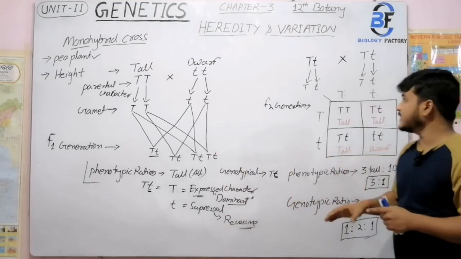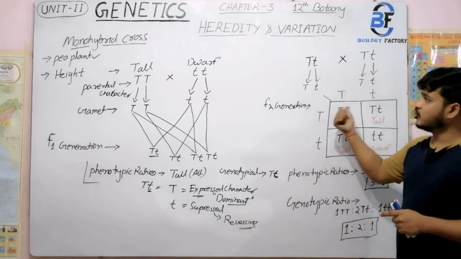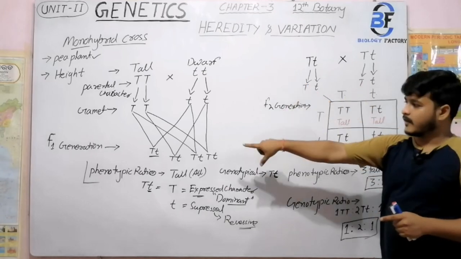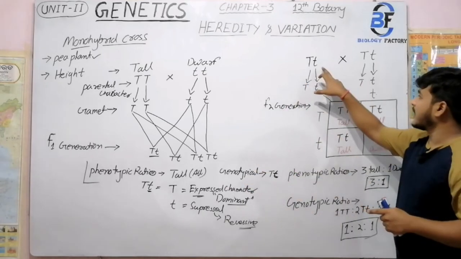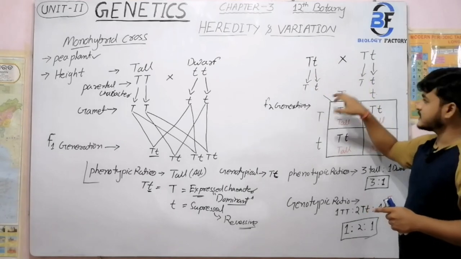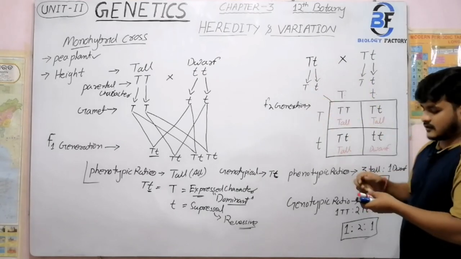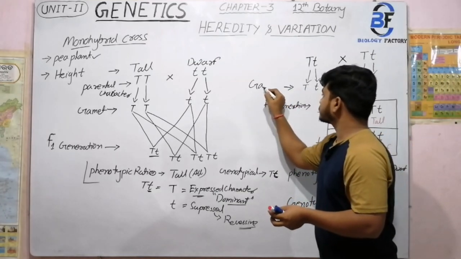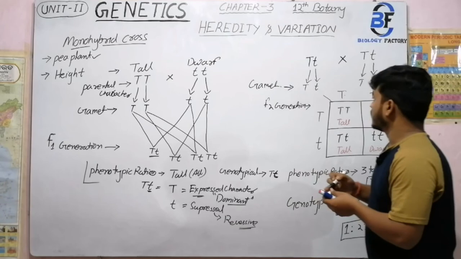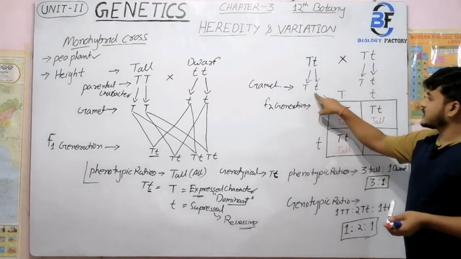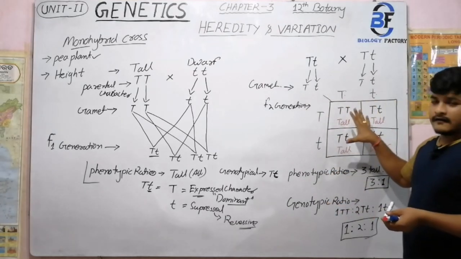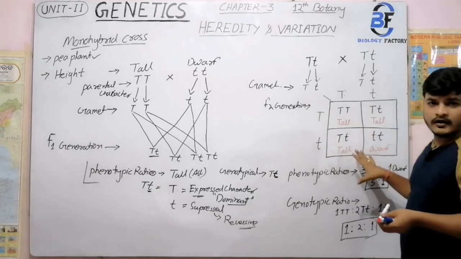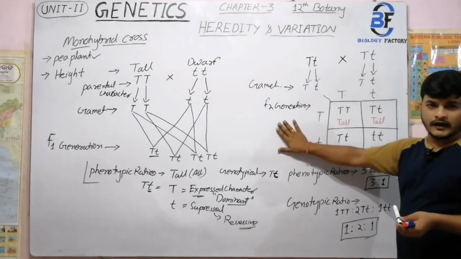Next, we take 2 plants from the F1 generation and cross them. And here are your gametes, which I just wrote over here. The gametes are capital T and small t. For better understanding, we plot a Punnett square over here for the F2 generation.